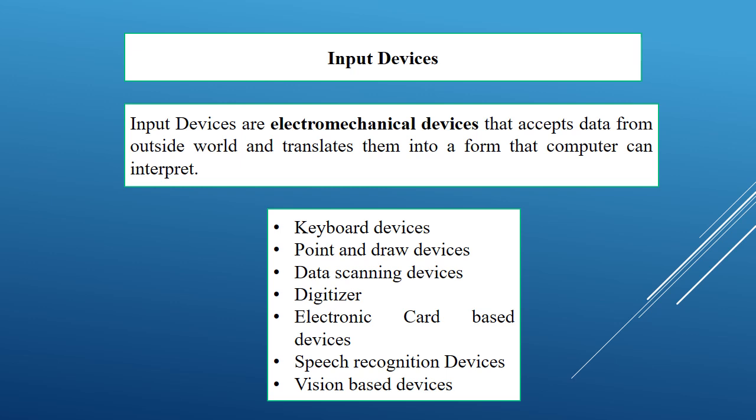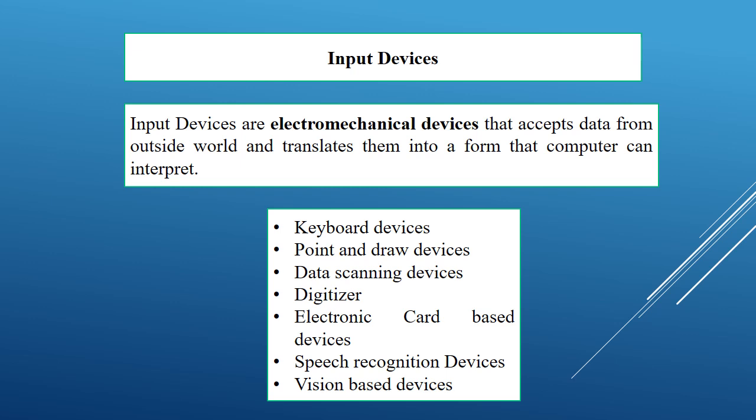I said the computer is an electronic device, because the computer means the CPU. But an input device is an electromechanical device. For example, if you take a keyboard, in the keyboard there is a key, that is the mechanical part. Inside the keyboard there is a circuit, and that circuit is the electrical part.